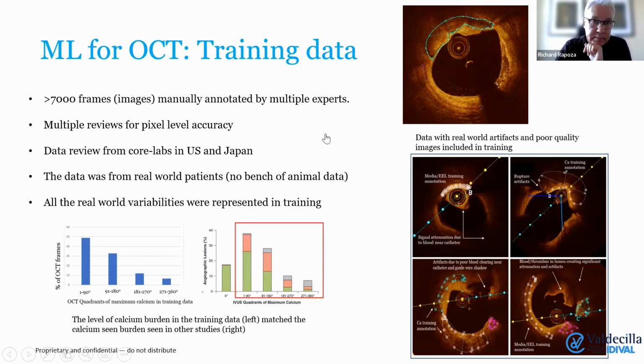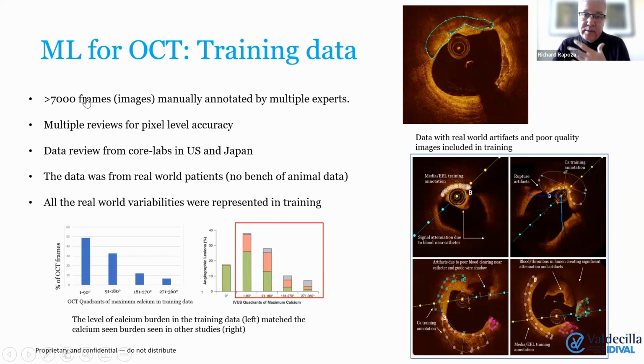So machine learning for OCT used a lot of training data I mentioned earlier. You can see here the annotation that we did with calcium and the various different features that we annotated to make sure we distinguish between what is calcium, what is not calcium, what's EEL, what's not EEL. Fed all of that greater than 7,000 frames.